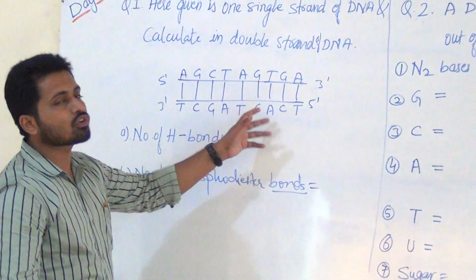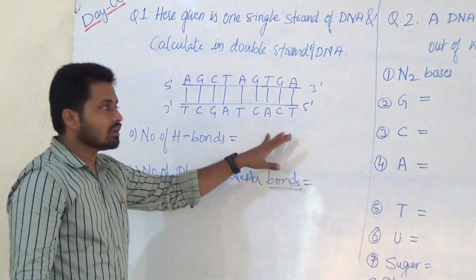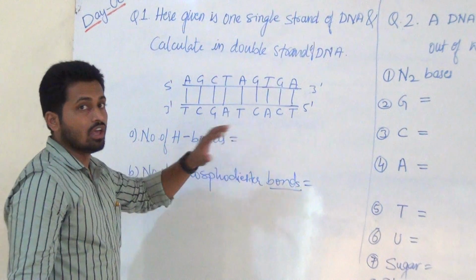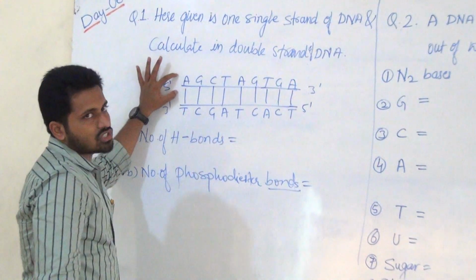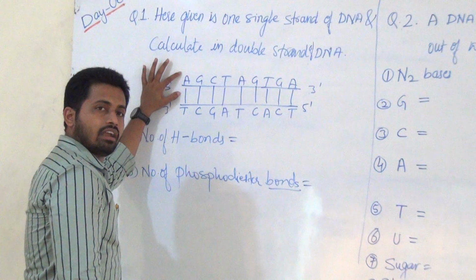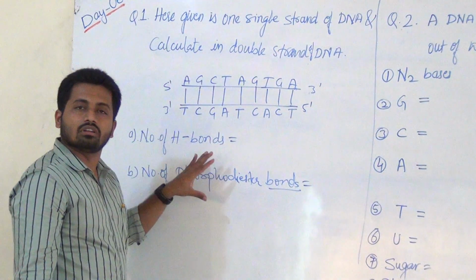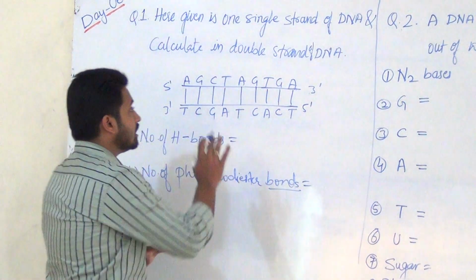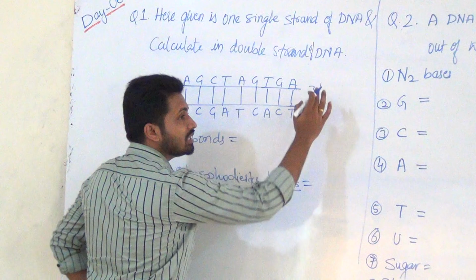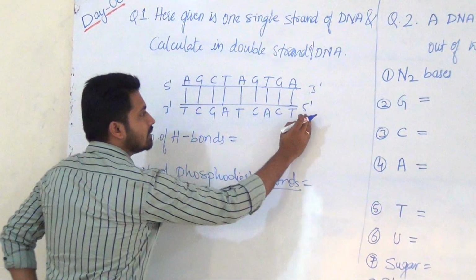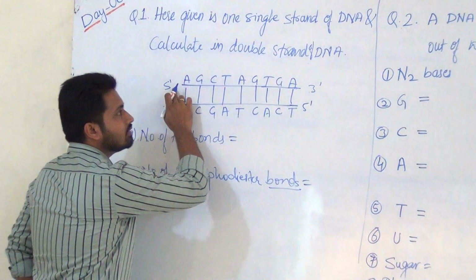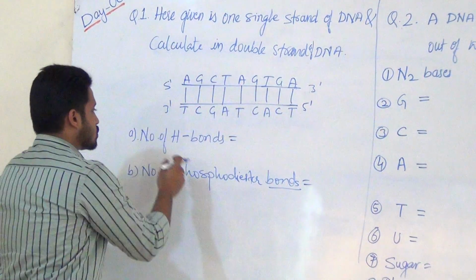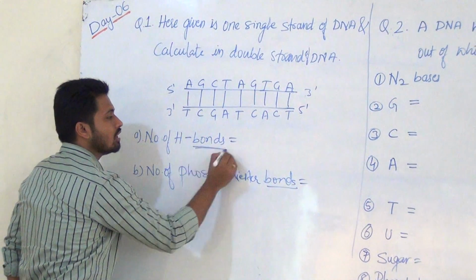So on the basis of the complementarity principle, we have drawn the respective bases on the opposite strand. Remember, this is the one strand given with the question, and they ask for a few numbers in its double strand. So first we convert it into a double strand. If one strand moves from 5 prime to 3 prime, the other strand will have polarity 3 to 5. One has 5 to 3 polarity and the other has 3 to 5 polarity, or vice versa.